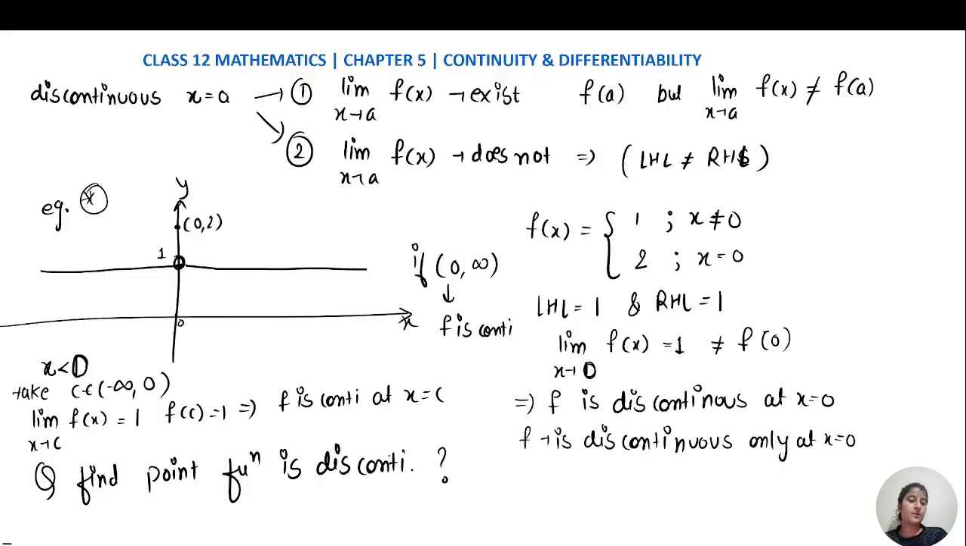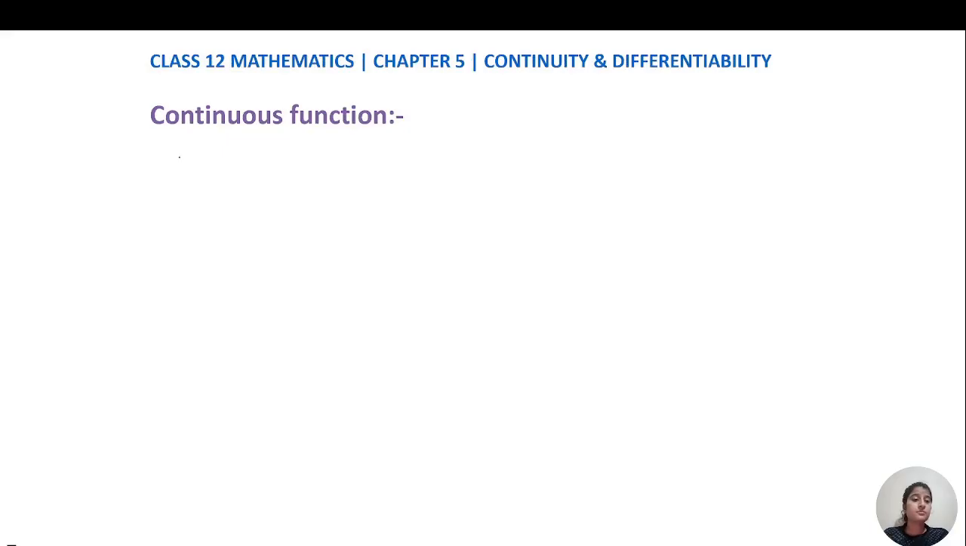So how many discontinuous points are there? Only 1. This type of question always comes in the exam: we have to find how many points there are where the function is discontinuous. So we just check whether the function is continuous or not, and find the points where it is discontinuous. Now let's move ahead.